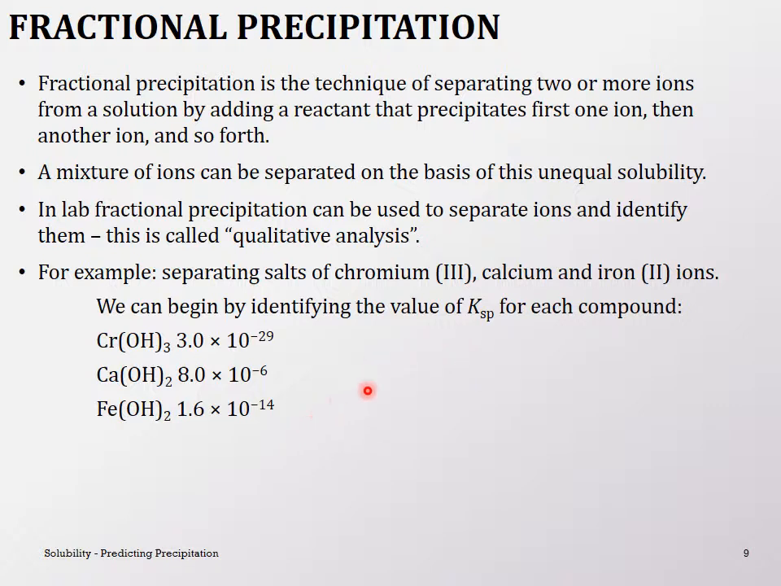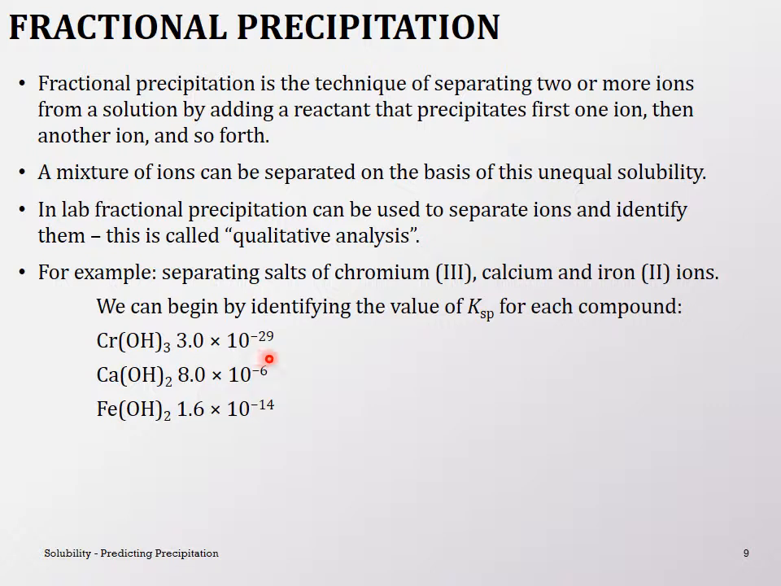So here, for example, if you had the 3 ions in the solution, you could add a little bit of sodium hydroxide to these solutions. The first ion to precipitate out would be the chromium ion, because the solubility is very low for it. So you separate that out by centrifuging the solution.